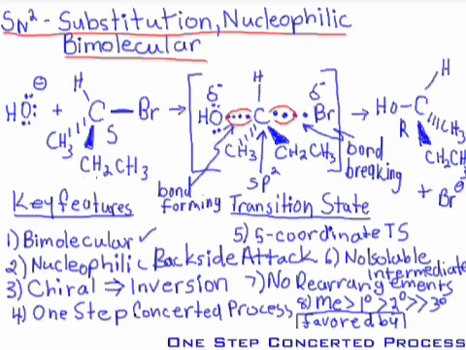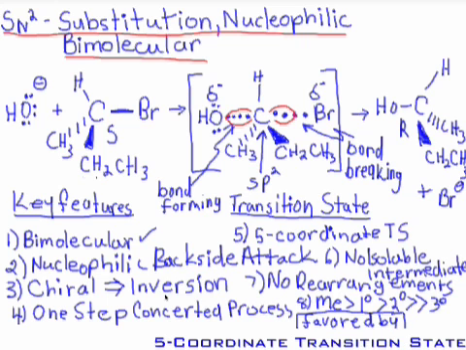Okay, point 4. In point 4, we do have a one-step concerted process. Everything happens all at once. The hydroxide comes in and attacks. Carbon goes sp². The bromide starts to leave. The groups invert and shift, and you get inversion all in one smooth transition. There are no separate steps, no intermediates.